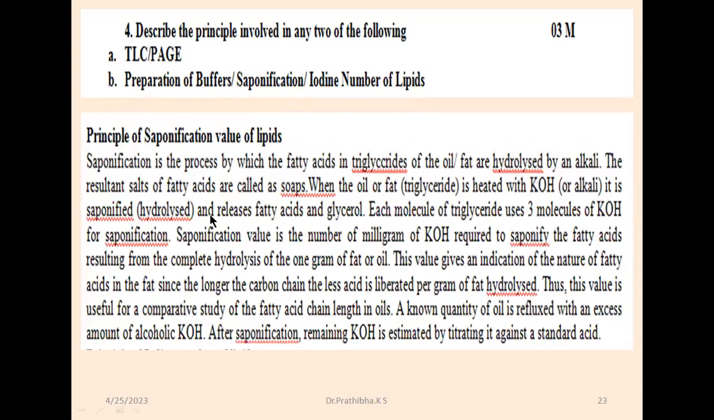Next, coming to the principle of saponification value of lipids. As you already studied this one in the theory class, you can write that one and you can score better marks. Kindly focus on this particular principle of saponification value of lipids. Focus on definition of the saponification and how the saponification will be done. Application, as in the form of applications also, you can write this related with this particular saponification.